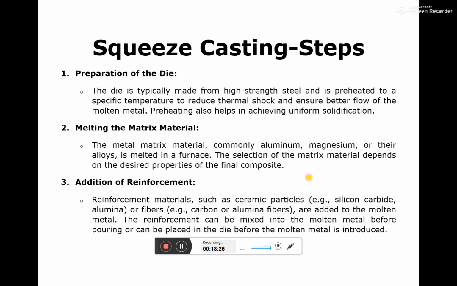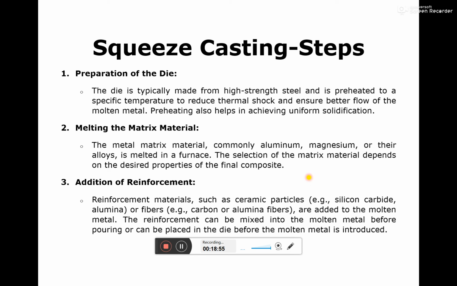With a certain force, we will pour the molten material into the mold. Especially in the case of the squeeze casting process, that is the only added portion you can observe. Mainly in this particular video, I'm going to discuss the different steps in the squeeze casting process. Mainly, first you have to prepare the die.